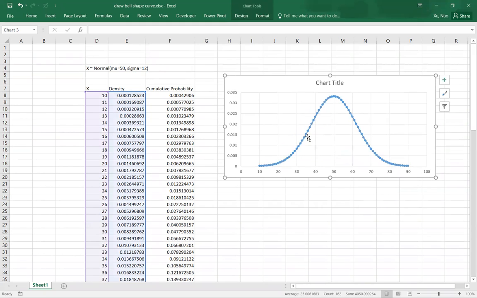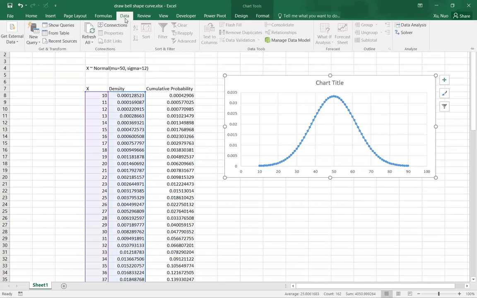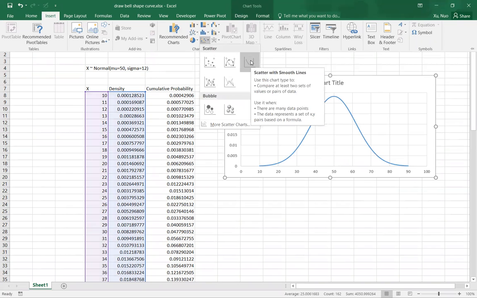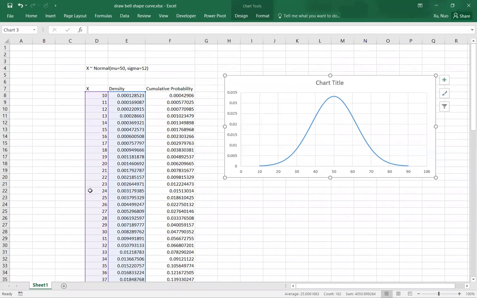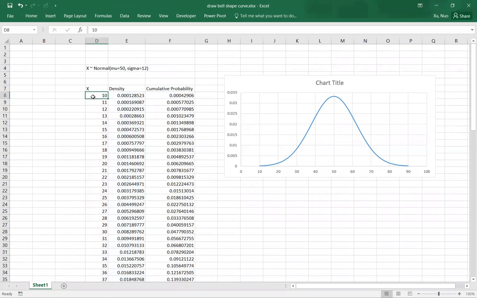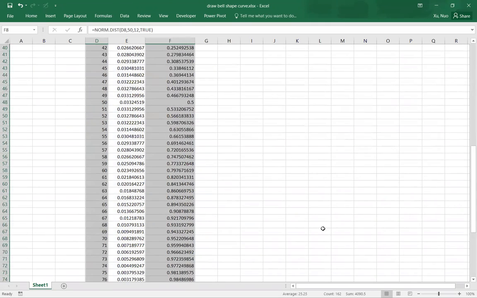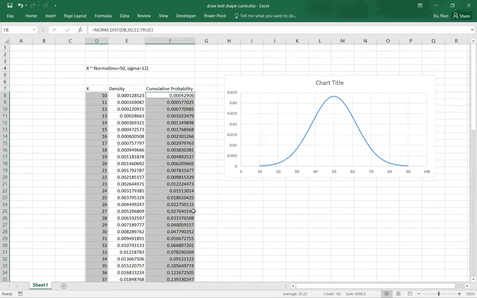density curve. And you can also experiment with different styles. So this gives you a really smooth curve without the actual data point. This gives you both. So let's do this one for now. And similarly, I can select this, and then I can select another. So these are the points for the cumulative probability curve.